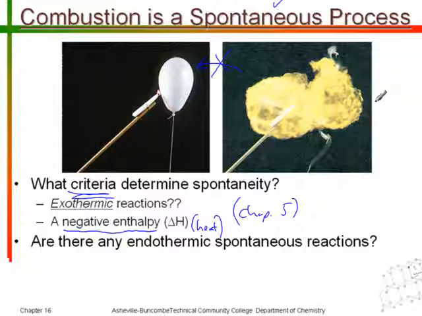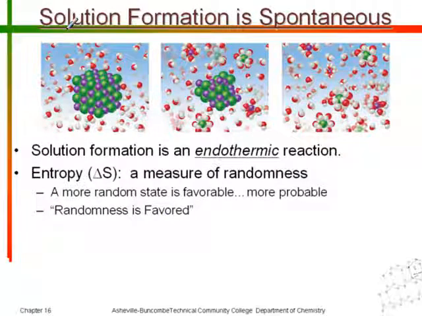This is a good example to start off this discussion, because we know this is an exothermic reaction. We're going to feel the heat coming off of it. Early on in the study of thermodynamics, scientists believed that if something is exothermic, that must be the measure of whether it is spontaneous or not. Well, you may want to ask yourself, are there any endothermic spontaneous reactions? There's more than one, of course, but a good example is solution formation.